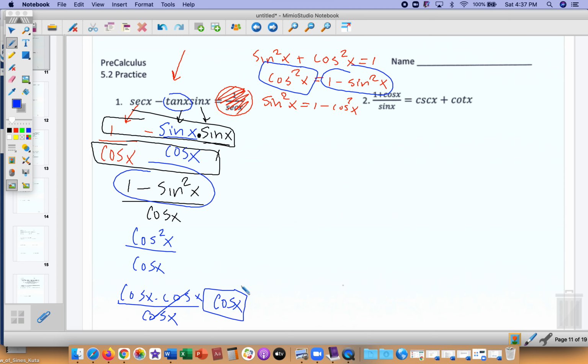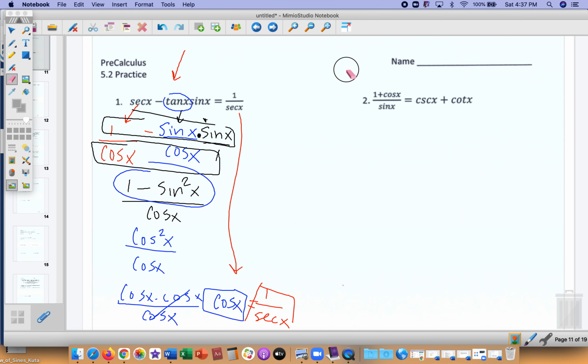That's the left-hand side. And we want it to look like the right-hand side of the original problem. And the right-hand side said 1 over secant. And we know that cos is the same as 1 over secant of x. So we've proved that the left side equals the right side. Let's look at this next problem, number 2.